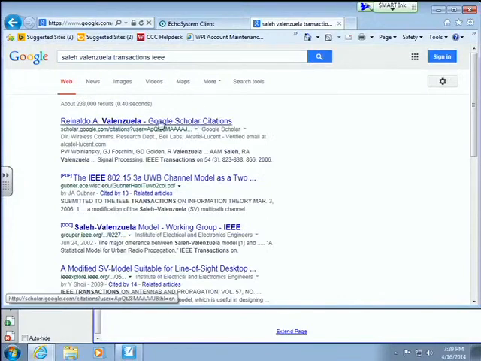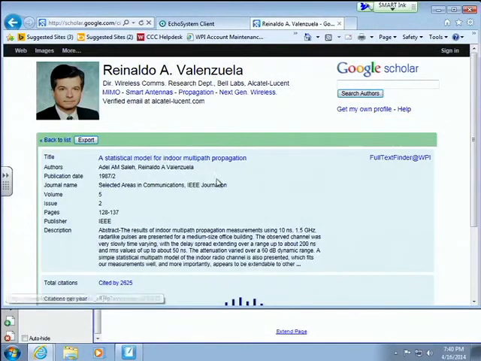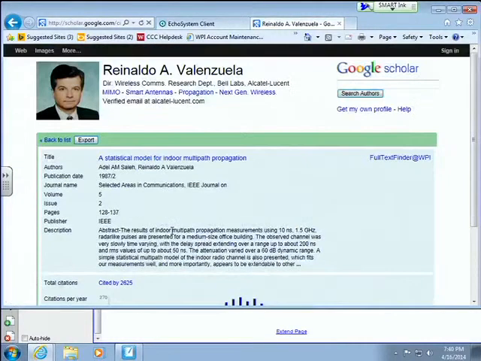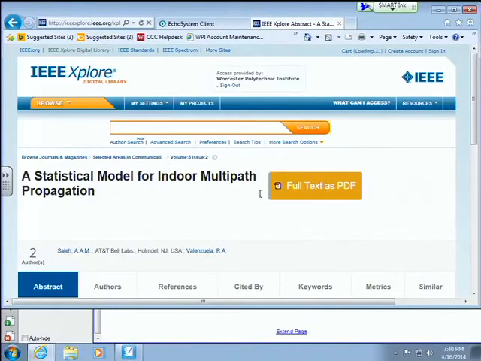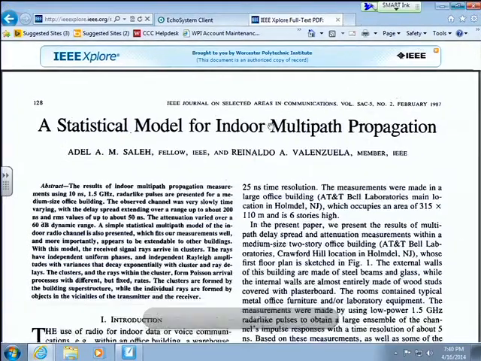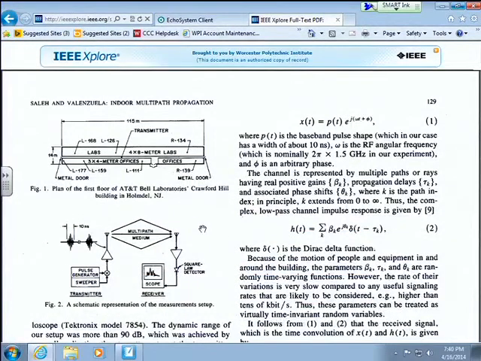Okay, so Google Scholar. Here we go: A Statistical Model for Indoor Multipath Propagation. Is there a PDF of this? Thank you, WPI. Both of these guys were with AT&T Bell Labs, which was like the mecca of all electrical engineers. I would say everyone should be reading this paper.